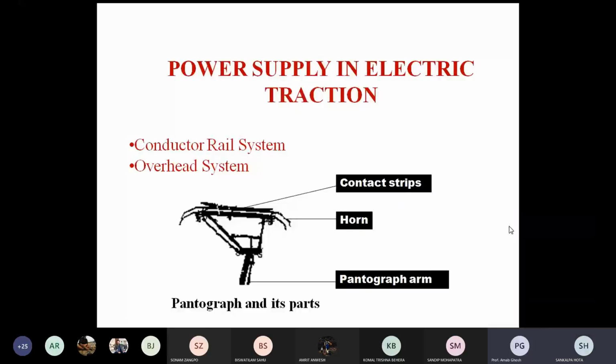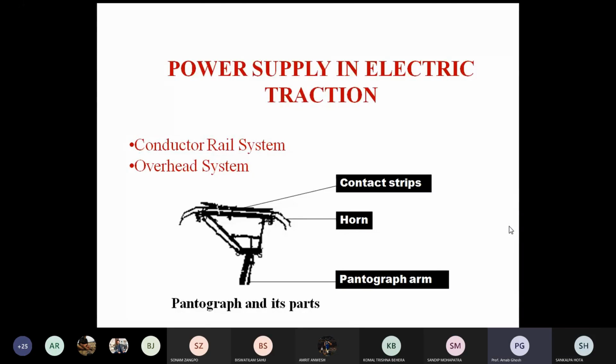Okay, so good afternoon, my dear students. Today I am going to discuss the power supply in electric traction. The practical scenario of our electric locomotive.